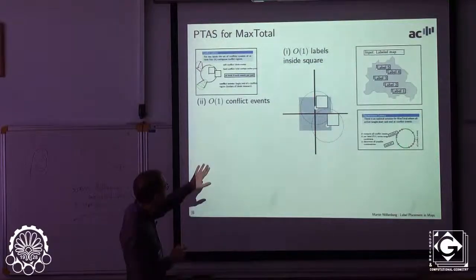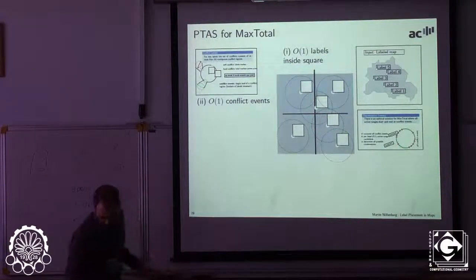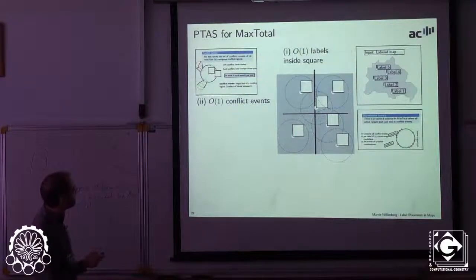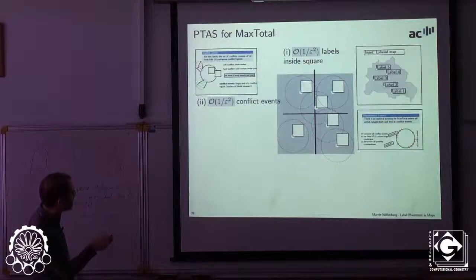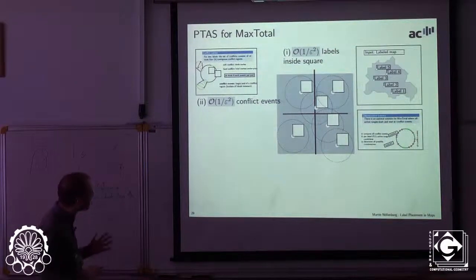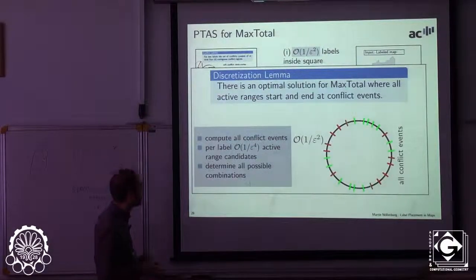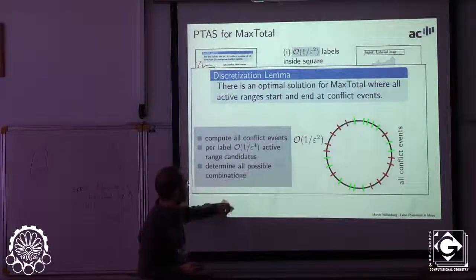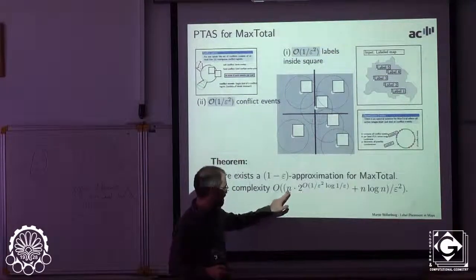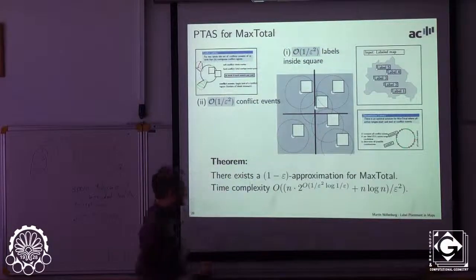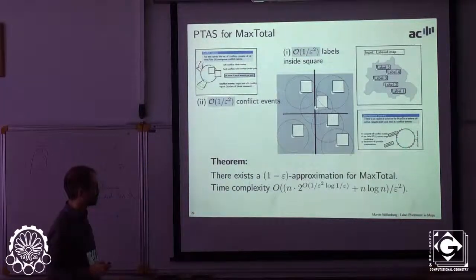Because I'm at the end of the time slot already, let's just do that very quickly. The number of labels inside the square grows with 1/epsilon squared, and hence the number of conflict events also grows, but that will just go into the running time. Now we have 1/epsilon to the 4 range candidates to consider, and the running time that you will get in the end is n times 2 to the 1/epsilon squared log 1/epsilon.